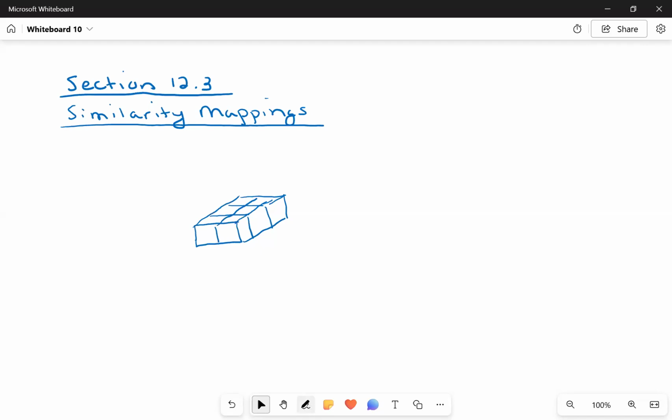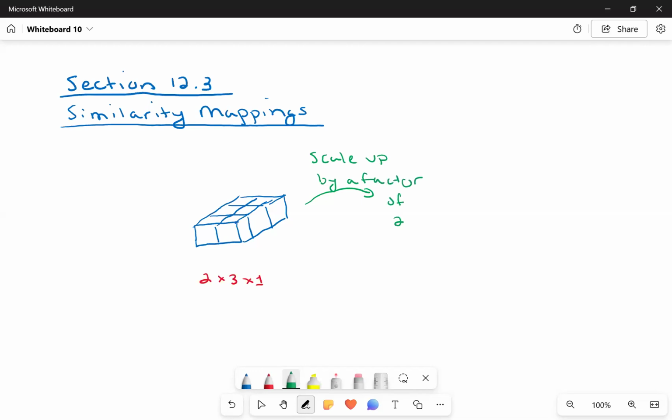What I have drawn here is a 2 by 3 by 1 setup. 2 blocks on one side, 3 blocks on the other, and then a height of 1. If I would like to scale this up by a factor of 2, I'll go underneath there.